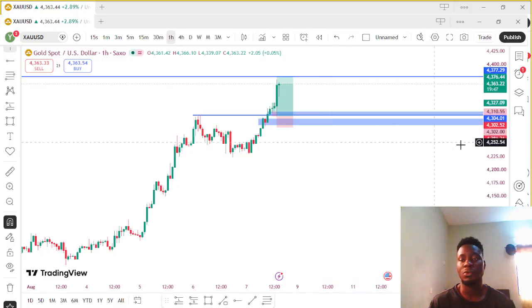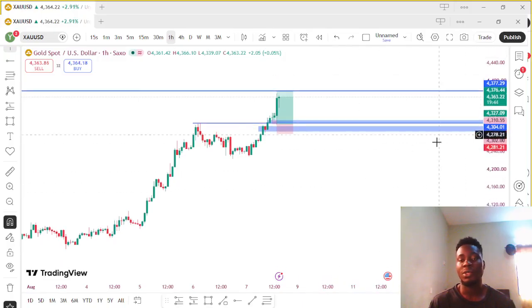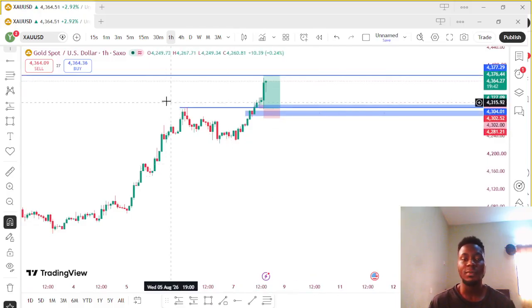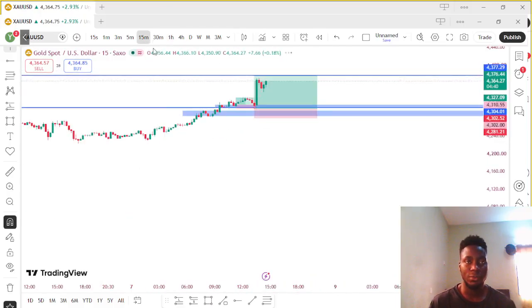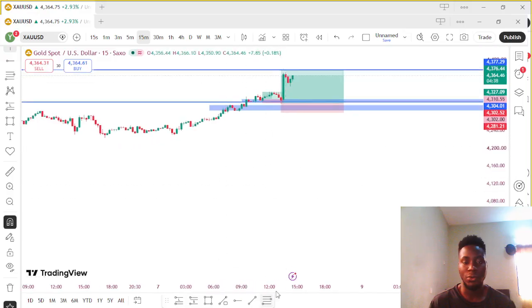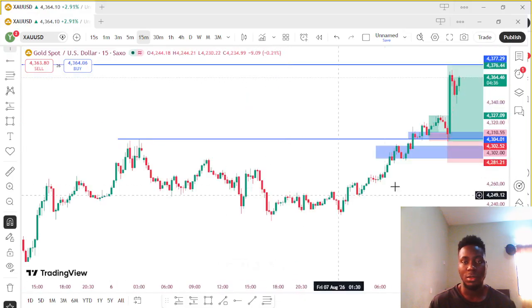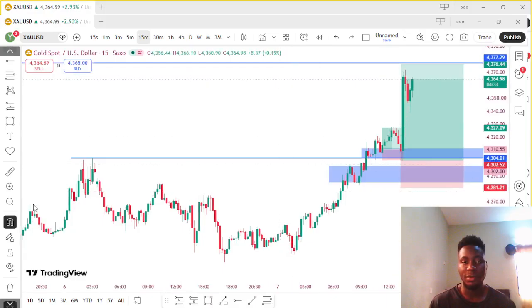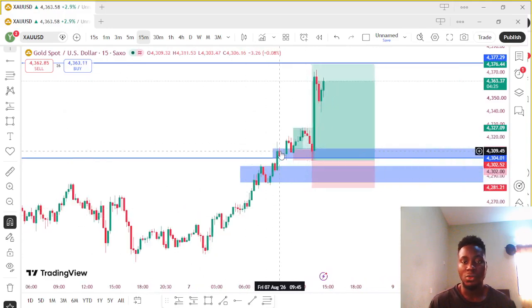So while I was waiting for that, I saw another opportunity to take a quick buy on gold on the 15 minutes time frame. Just immediately after this breaker block, I saw another block here. Just immediately after the breaker, there was another block that actually caused this high to be taken out.